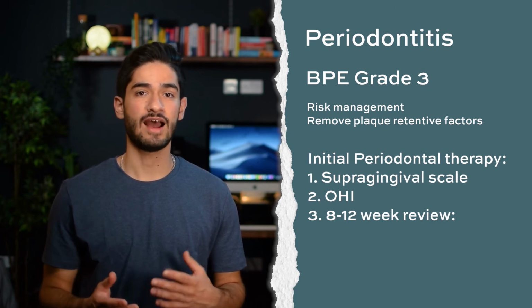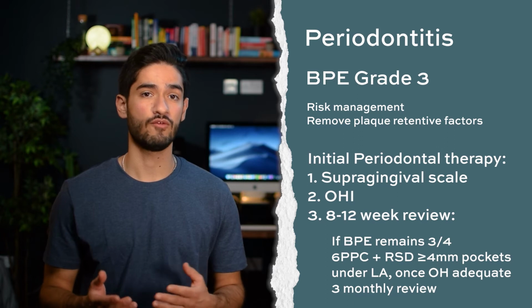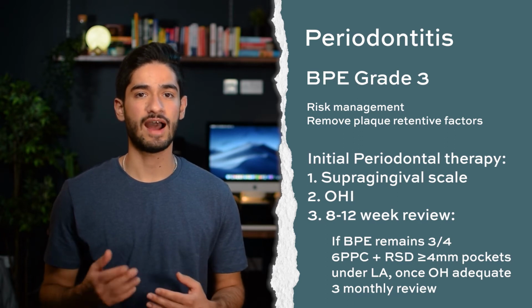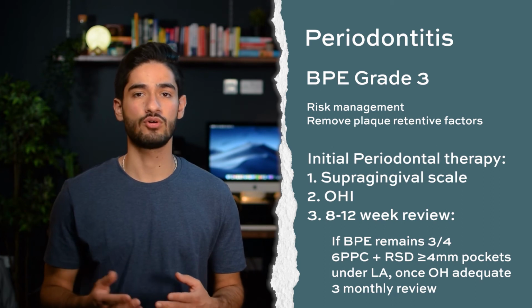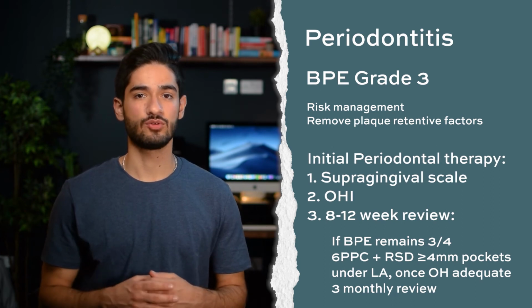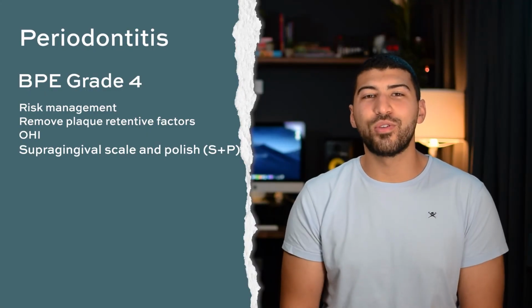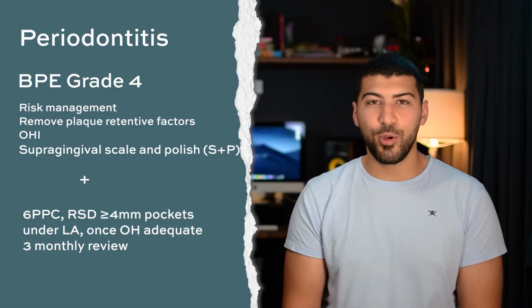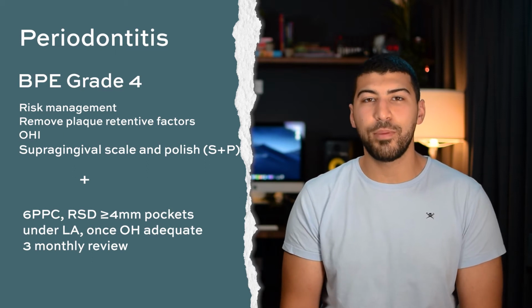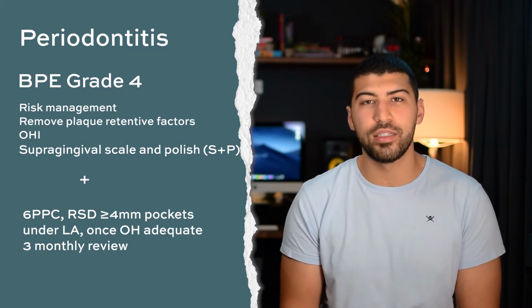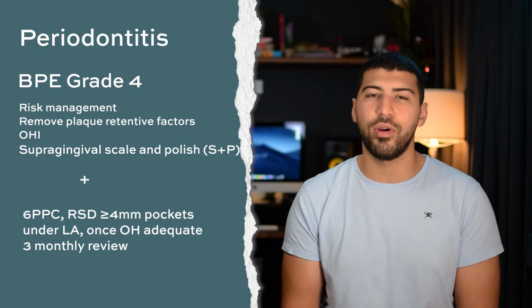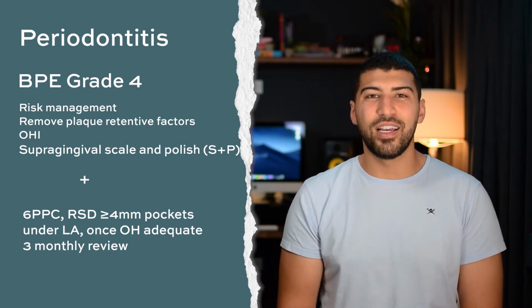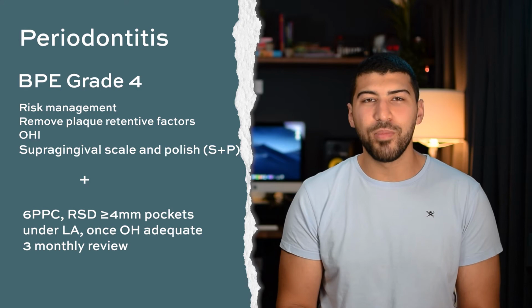So you could add, at review, if BPE remains 3 or 4, carry out 6-point pocket chart and RSD of pockets larger or equal to 4 millimeters under local anesthetic, once oral hygiene is adequate, plus 3 months review. If your patient's highest BPE score is a 4, you should write 6-point pocket chart plus RSD pockets more than or equal to 4 millimeters under local anesthetic once oral hygiene is adequate, plus 3-month review. I know this sounds really long, but you can use abbreviations and it will be much faster to write on clinic.